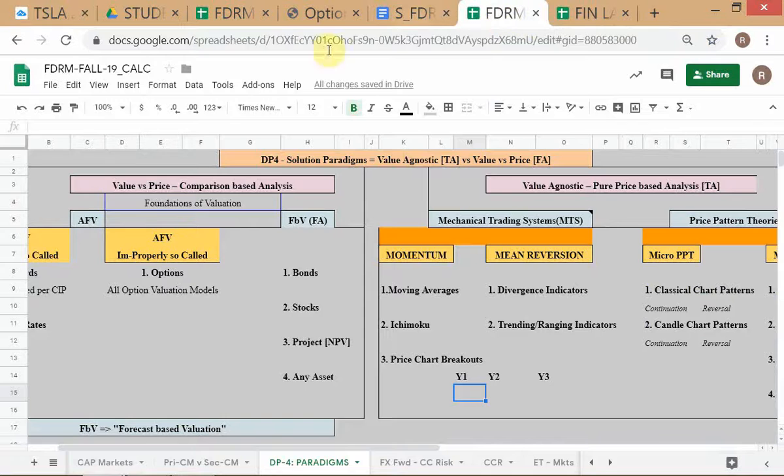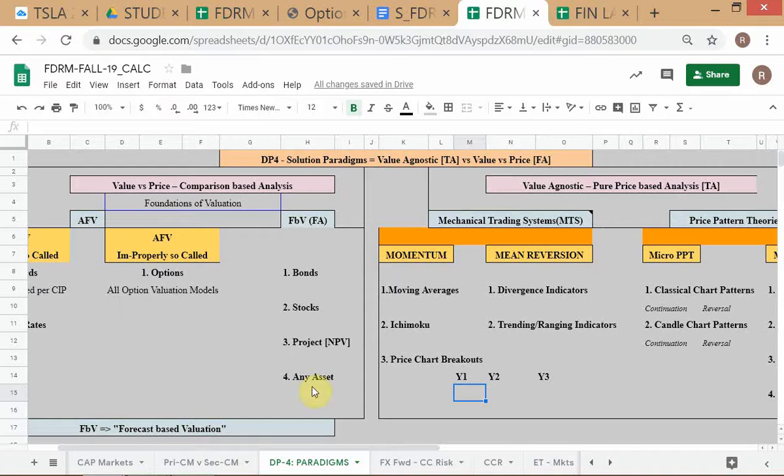Okay, so now what do I mean? That's why I'm making this fundamental distinction between these two approaches to solving the buy-sell problem. One is, you notice, TA doesn't care about value at all, value agnostic. And in the second approach, I'm calling it value versus price.